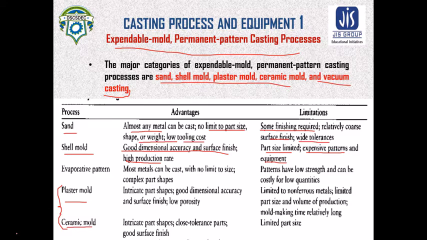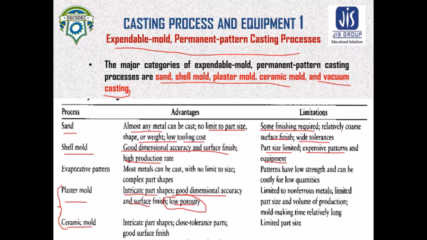So see, the advantage of plaster molding is that it can make intricate shapes. Intricate means highly complex shapes with good dimensional accuracy and surface finish. The plaster molds have low porosity. We will see what porosity is in a later section of this lecture. But due to porosity, the surface becomes porous. So if we can have low porosity, that can result in good surface finish.